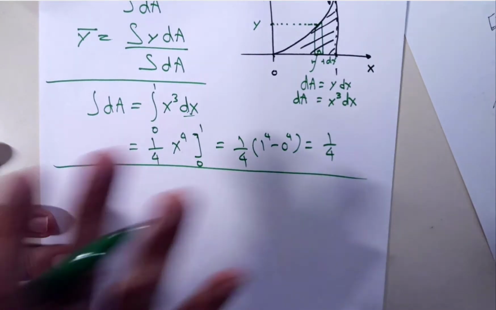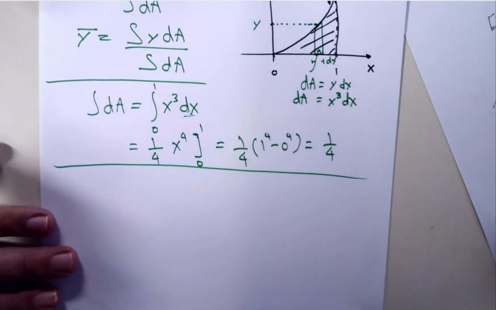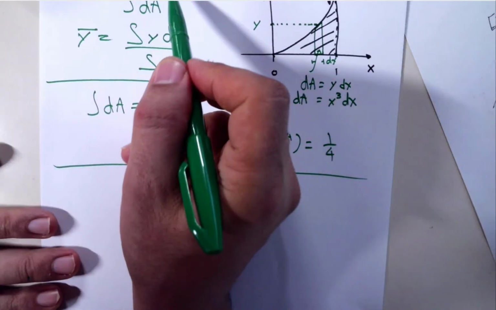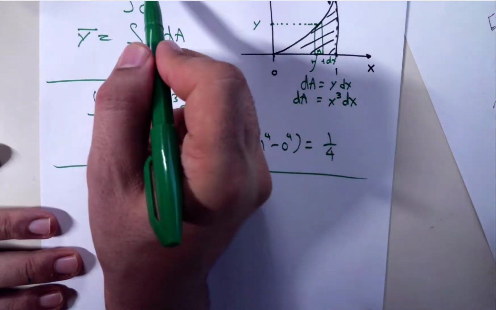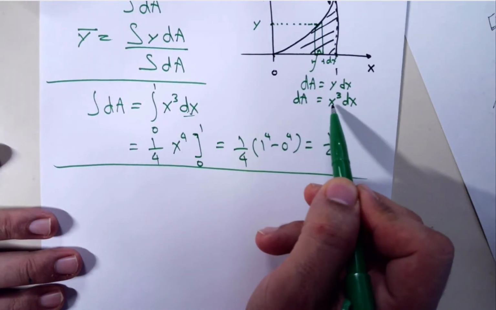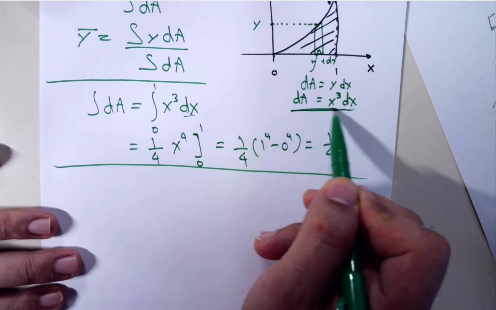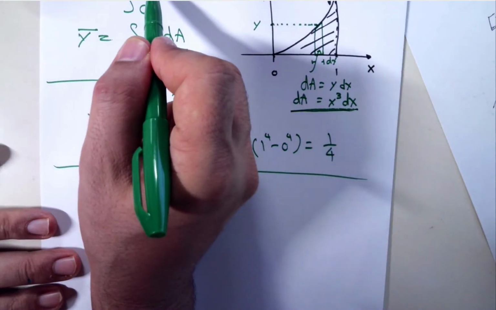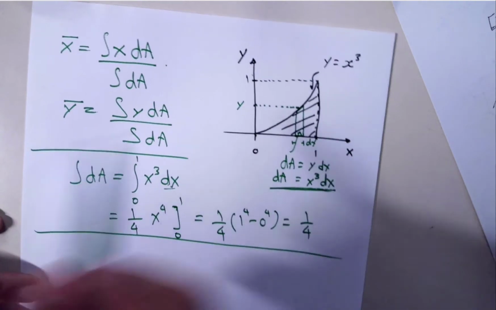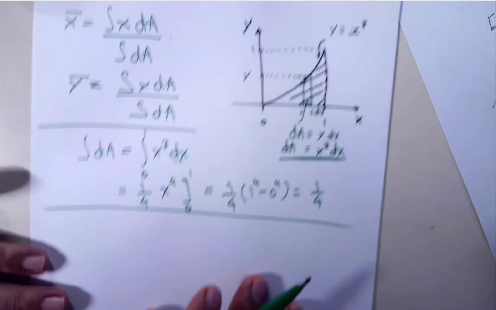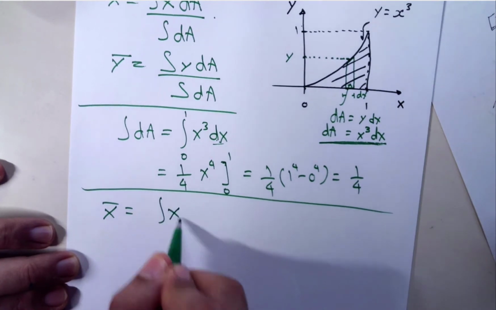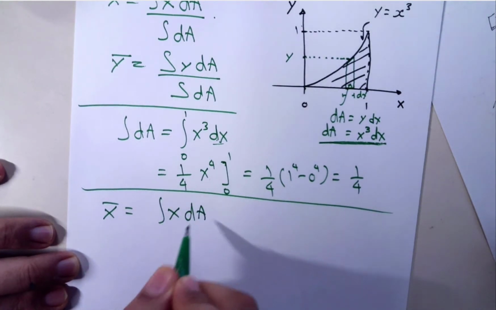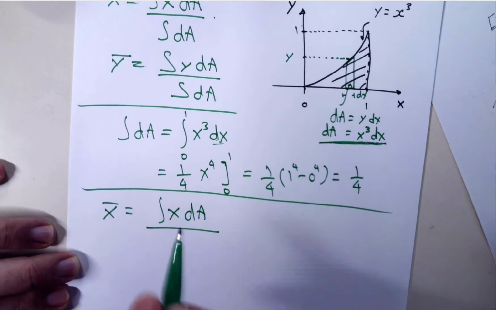Now while I am here, I'll be looking at calculating x bar. The reason why I want to jump into that is because I was able to express dA in this format, so it's easy to plug it in here and calculate x bar. So x bar is equal to the integral of x dA, right, over the total area.